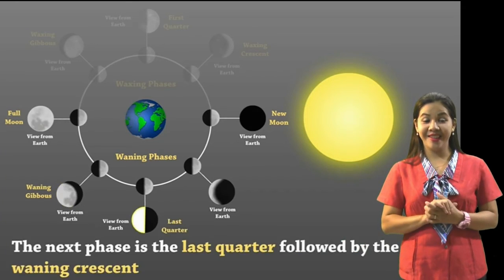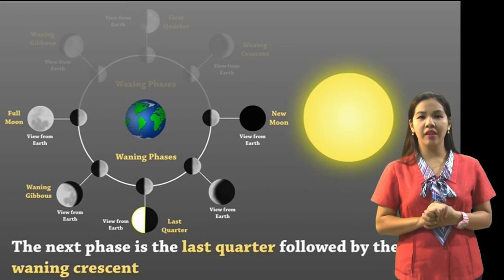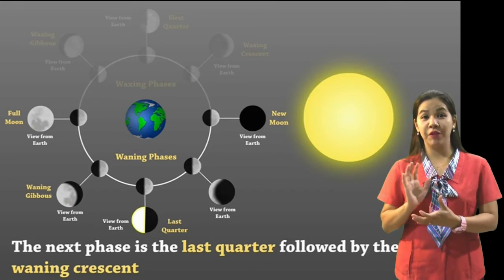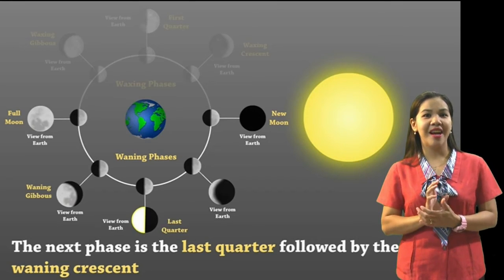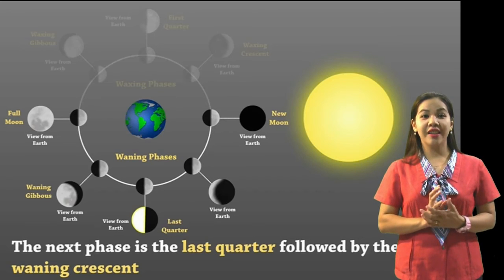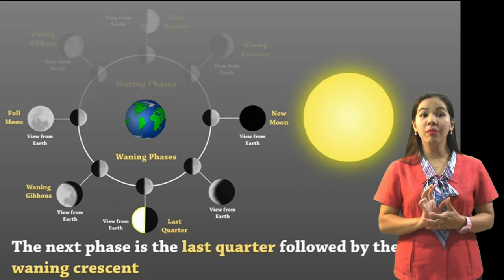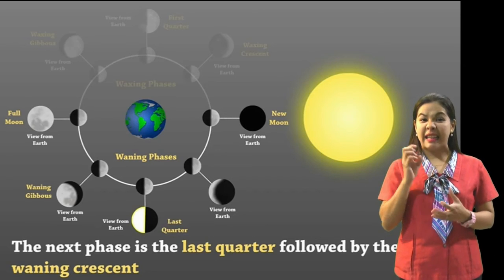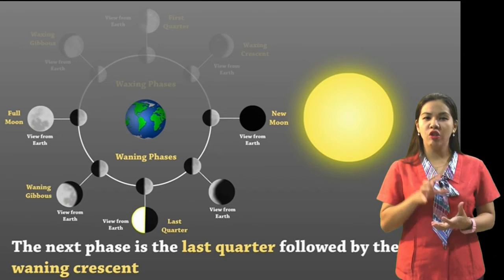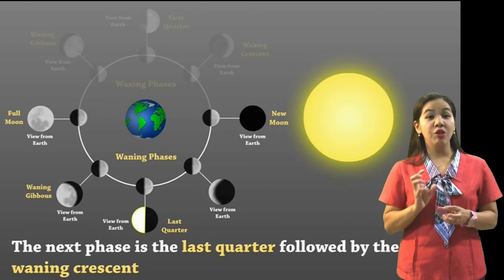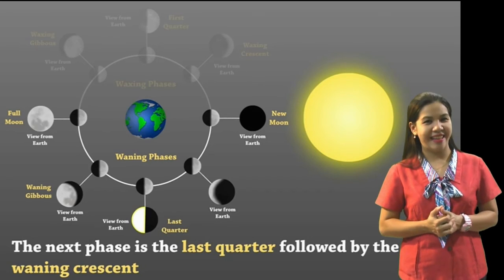The third and the last quarter moon, sometimes called third quarter. The left half of the moon appears lighted and the right side of the moon appears dark. During the time between the full moon and the last quarter moon, the part of the moon that appears lighted gets smaller and smaller every day. It will continue to shrink until the new moon, and then the cycle starts all over again.